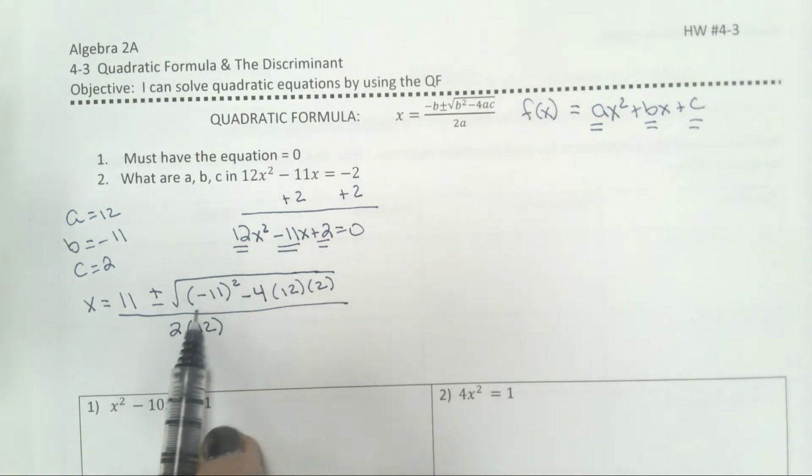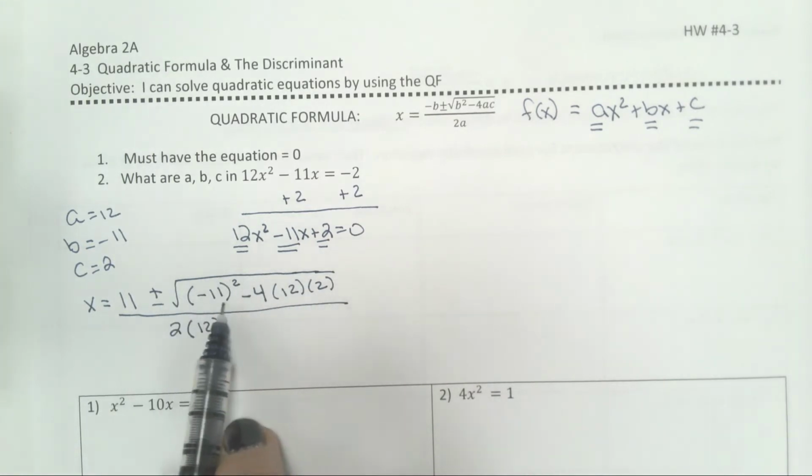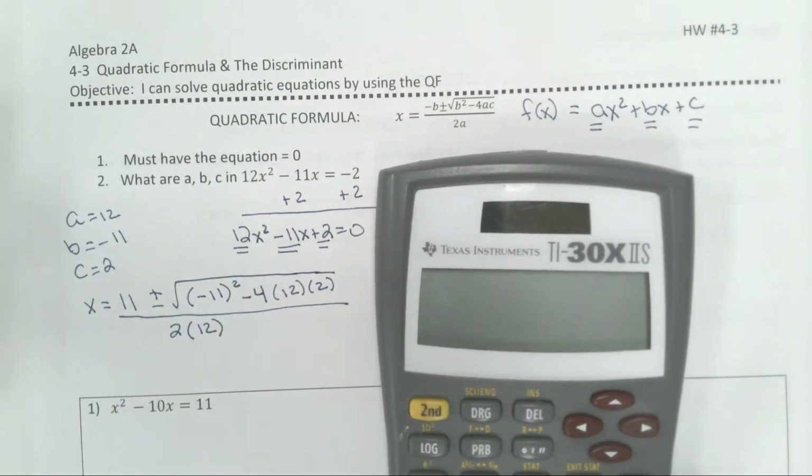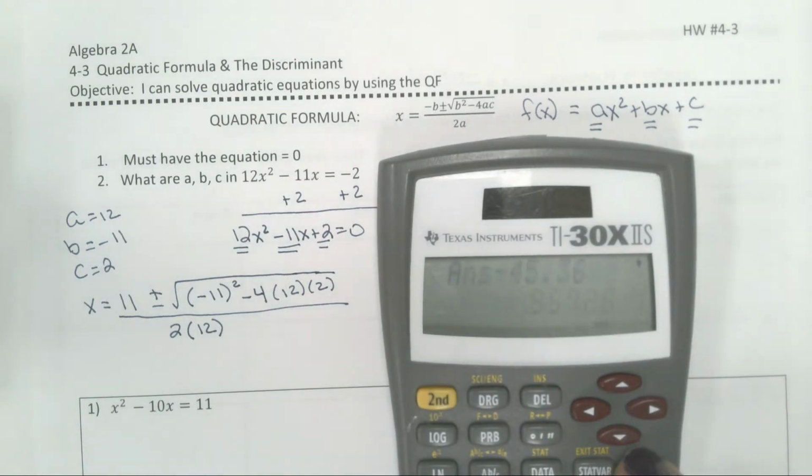The stuff under the radical, we're going to learn, it's called the discriminant. You should plug that entire thing into your calculator all at once. Here's what it should look like. You need to start it off with a parenthesis. If you don't, you're going to get a wrong answer.